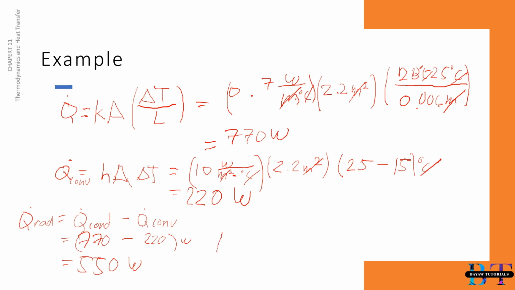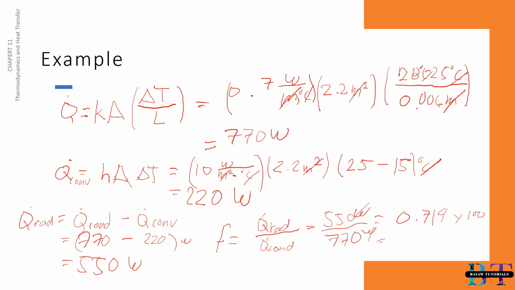Then the fraction of heat transfer by radiation becomes the rate of heat transfer by radiation over the rate of heat transfer by conduction, which is equal to 550 over 770, that is equal to 0.714 times 100, which is equal to 71.4%. So this is our answer.